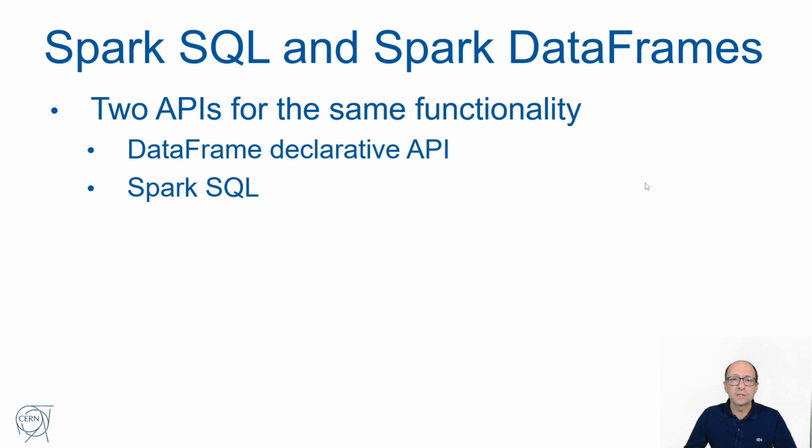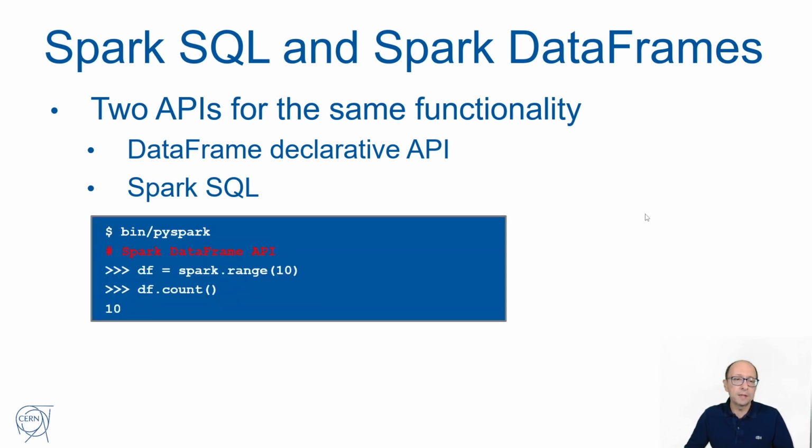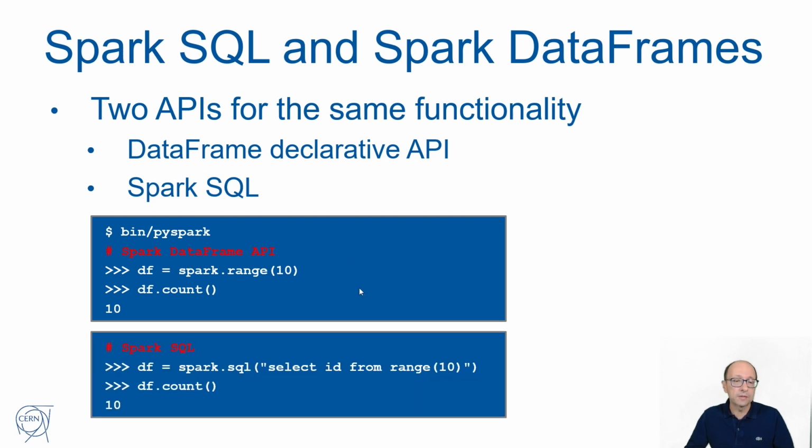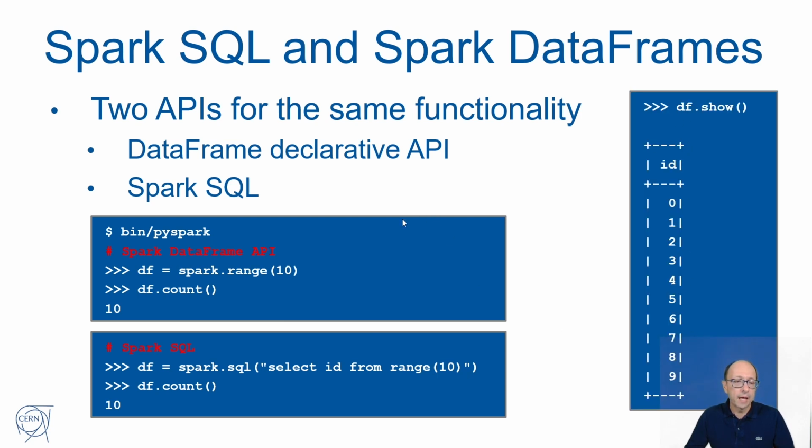Spark has two APIs for the same functionality, Spark SQL and the DataFrame Declarative API. We can see here in an example running PySpark that we define a data frame with numbers from 0 to 9. And then we count the data frame, and we have 10 rows as a result. Using Spark SQL, we can express the same computation using spark.sql and a SQL statement where we select ID from range 10 to define the data frame, and then we have df.count to count again the number of rows in the data frame. This is what the data frame looks like. And these two ways of expressing the computation with DataFrame Declarative API or with Spark SQL are equivalent for the execution of the task.